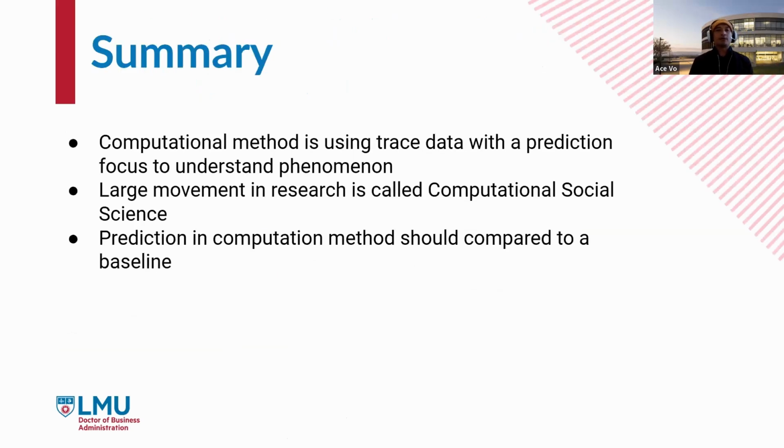So here's the summary. Computational methods use trace data with a prediction focus to understand a phenomenon you are asking about. The large movement in research here is usually called computational social science. If you search on computational social science, there is a community of researchers using data, like trace data, to understand the world we live in. And the prediction in computational methods should always be compared to the baseline. That will help us understand how well a prediction has done in order to have very successful computational method results. So thank you very much, and see you in the next video.